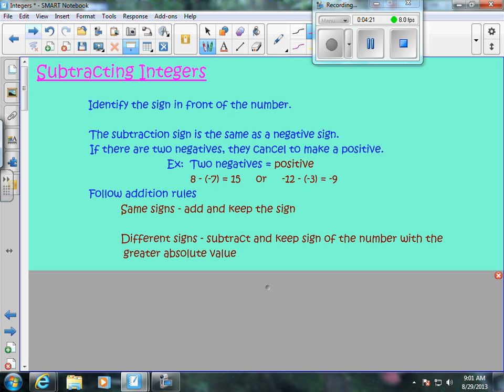If there are two negatives, you're going to cancel them to make a positive, just like the example. Two negatives equal a positive. 8 minus -7 is actually going to combine. You can combine them and write a big plus in the middle, and it's 8 plus 7. And the same thing over here, -12 minus a -3 is actually -12 plus 3. So now you have different signs, and you'll subtract and take the sign of the bigger number. Once you've identified what signs are in front of each number, you follow the addition rules.